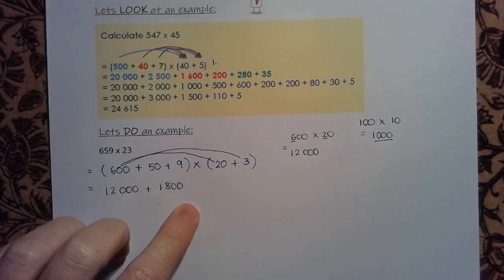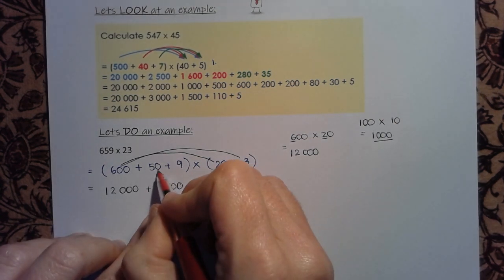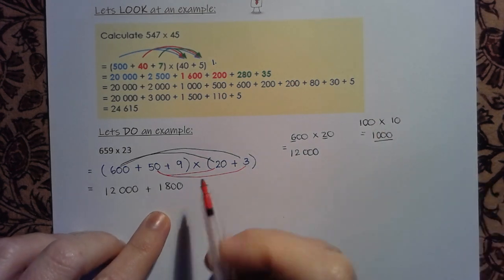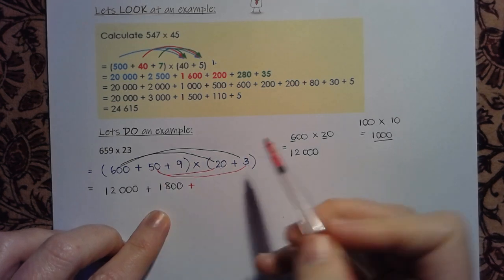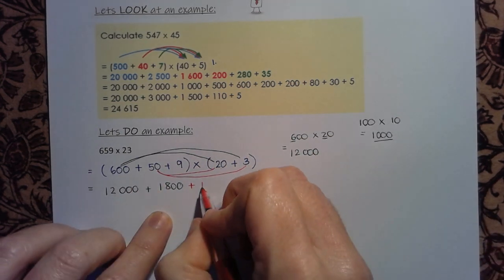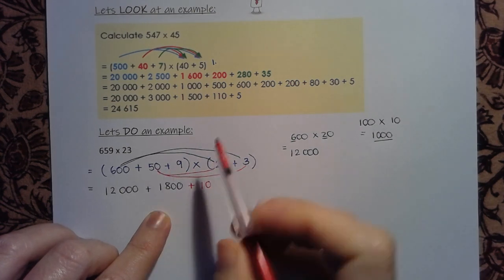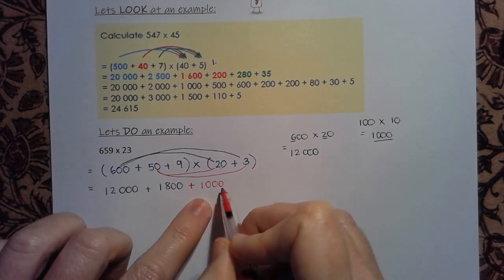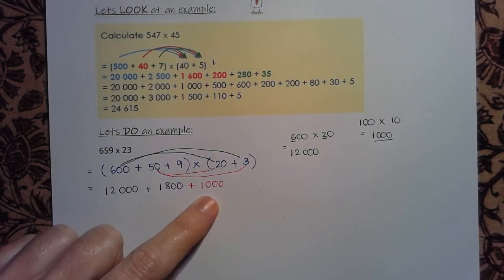Okay, now the next step is to take the 50 and multiply it with both numbers. So it's 50 times 20 and 50 times 3. So 50 times 20. So 5 times 2 is 10. Okay, 10. And then how many zeros do you have in both of the numbers? There will be 2 zeros added on. So your answer will have 3 zeros now. So 50 times 20 is 1,000.